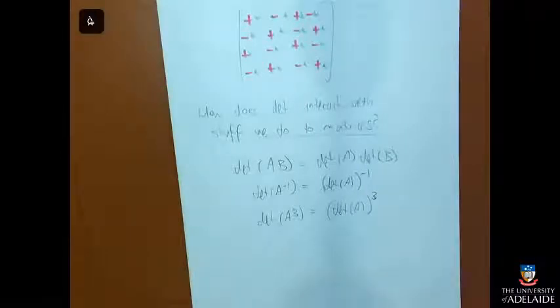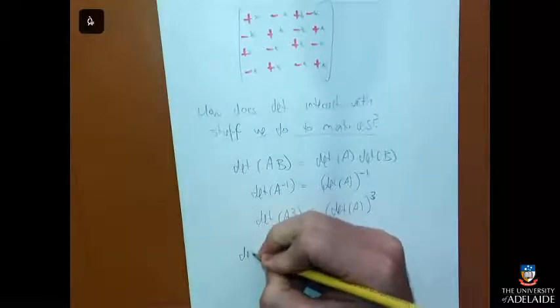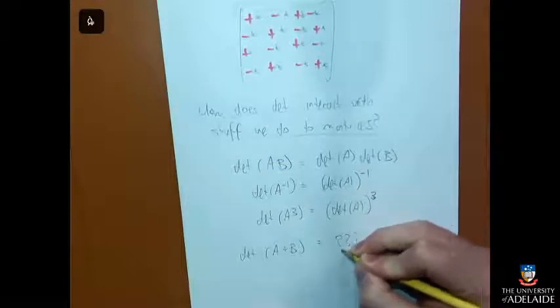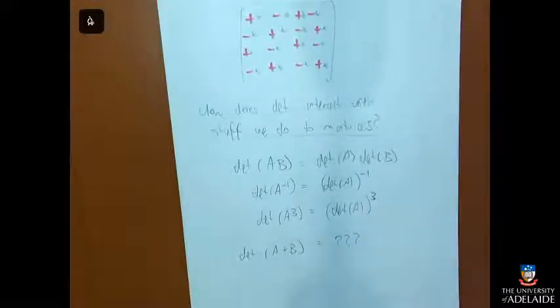Okay. How does it interact with plus? That'd be useful. Determinant of A plus B is, well, who knows? There's no real way of telling how determinant will affect matrix addition. No clue. There is one thing I could do, but that's in very special circumstances.